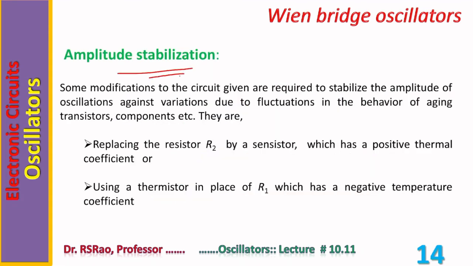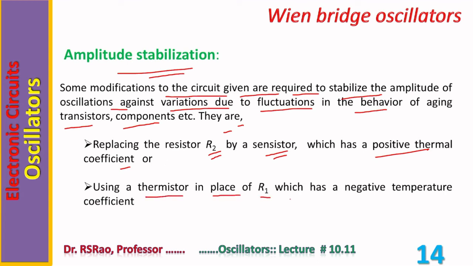Amplitude stabilization. Some modifications to the circuit given are required to stabilize the amplitude of the oscillations against variations due to fluctuations in the behavior of aging transistors, components, etc. This is done by replacing the resistor with a transistor or lamp which has a positive thermal coefficient, or using a thermistor in place of R1 which has a negative temperature coefficient.